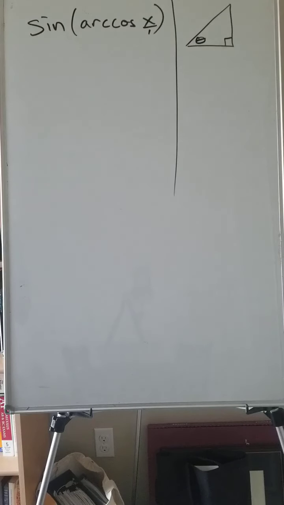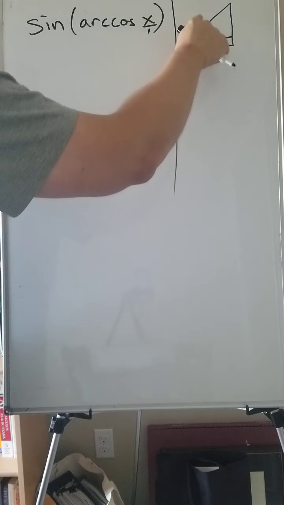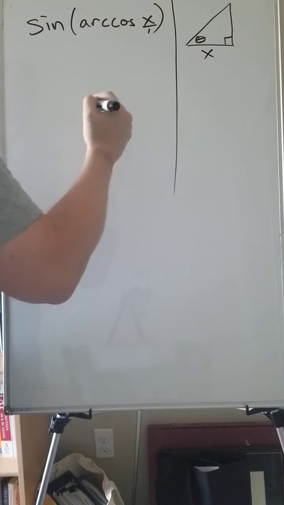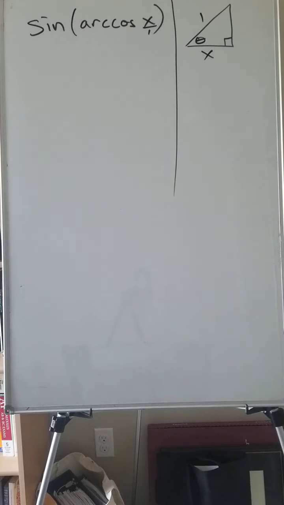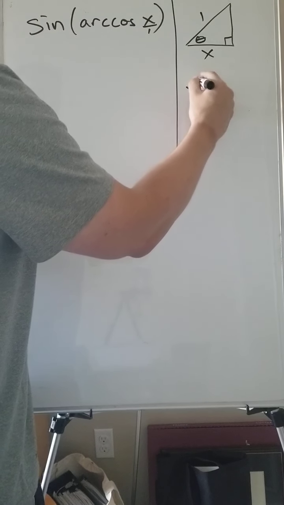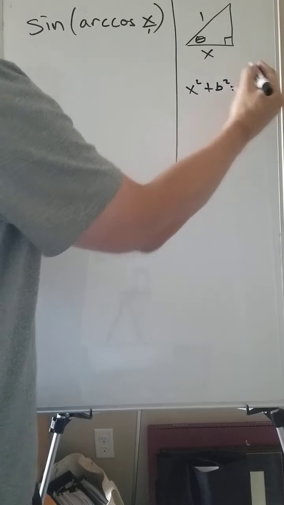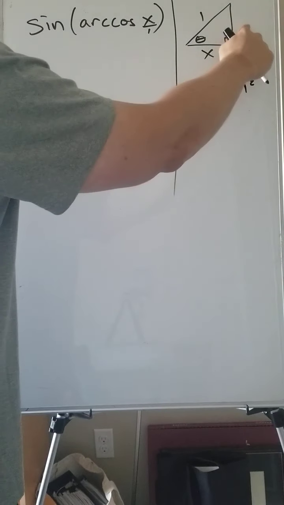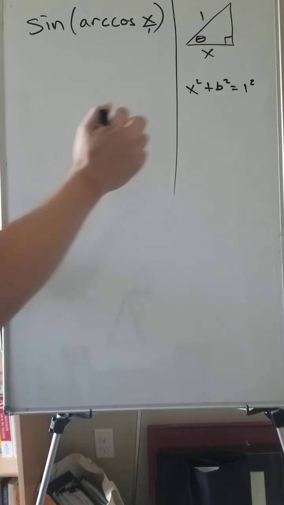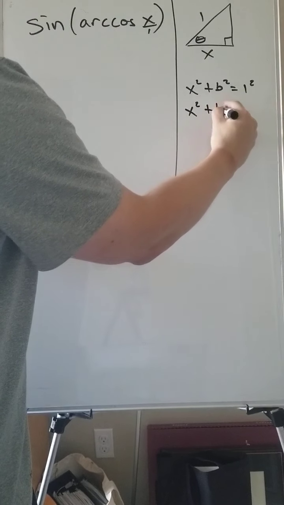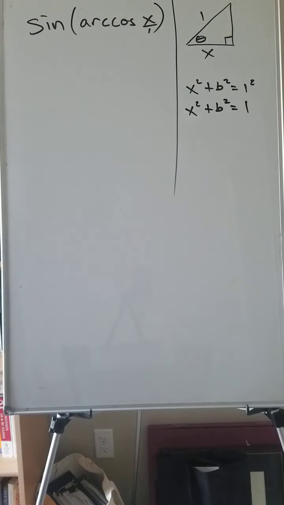And so again, cosine is the ratio of the adjacent side over the hypotenuse. So the adjacent side would be labeled as x, the hypotenuse would be 1. If I want to complete that right triangle and write the missing side length, again, just use the Pythagorean theorem. So x squared plus b squared equals 1 squared, right? This squared plus this squared equals this squared. So x squared plus b squared equals 1, because 1 squared is just 1.